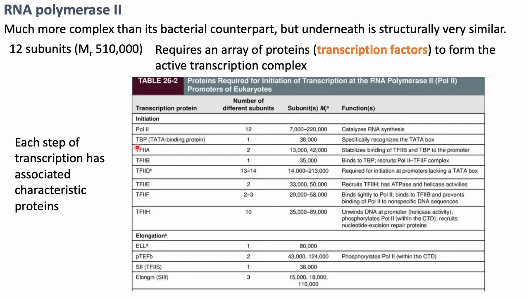We have also the TBP, or the TATA binding protein, that specifically recognizes the TATA box. We have the transcription factor 2A, that stabilizes the binding of TF2B and TBP in the promoter. So we have different ones, and also we have elongation factors, etc. So they all have different roles in transcription in eukaryotes.